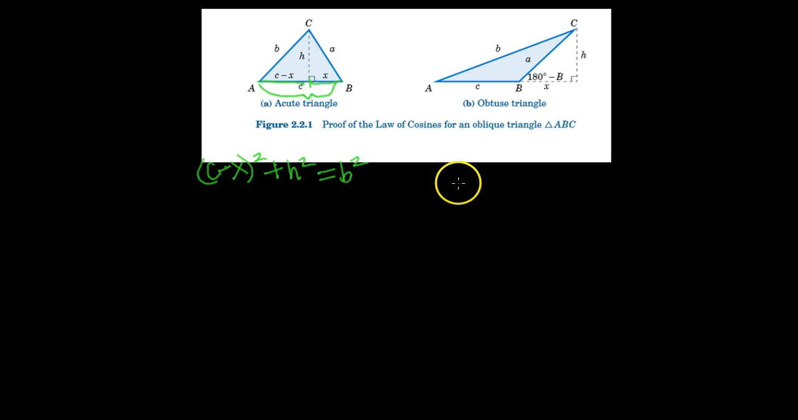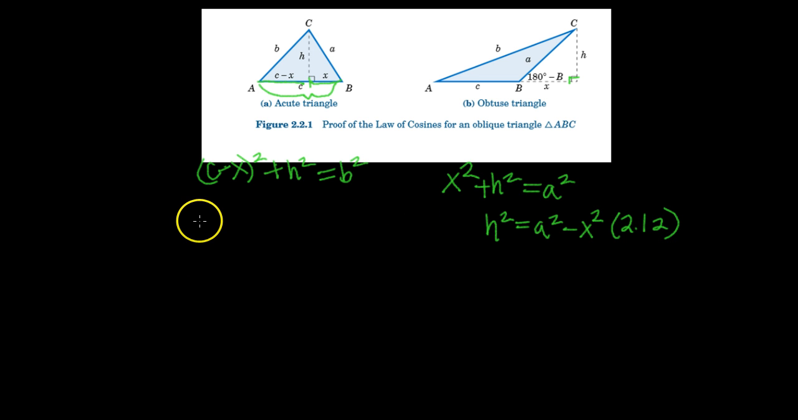And with this triangle, we're going to say that x squared plus h squared equals a squared, because you can see the right triangles right here. These are my two legs, h and x. If you solve for h squared in this triangle, you have a squared minus x squared, and I'm going to go with what the book uses. That's 2.12. And if you just leave this as is, this is 2.13.